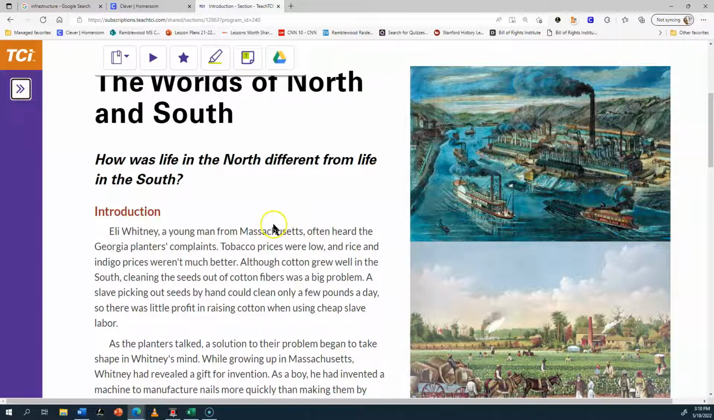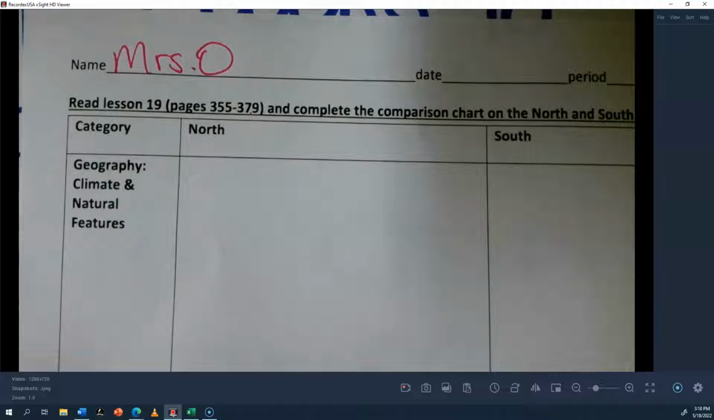Now, let's take a look at your paper and see all the things you have to find, and then I'll show you in your book where you can find them. I ask you one last time to let me talk without you talking in the background.